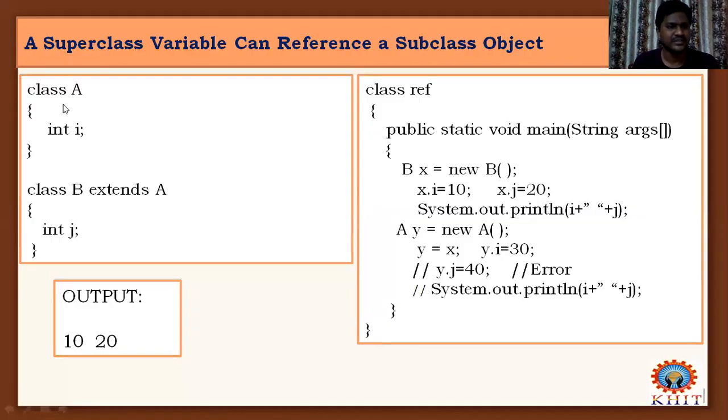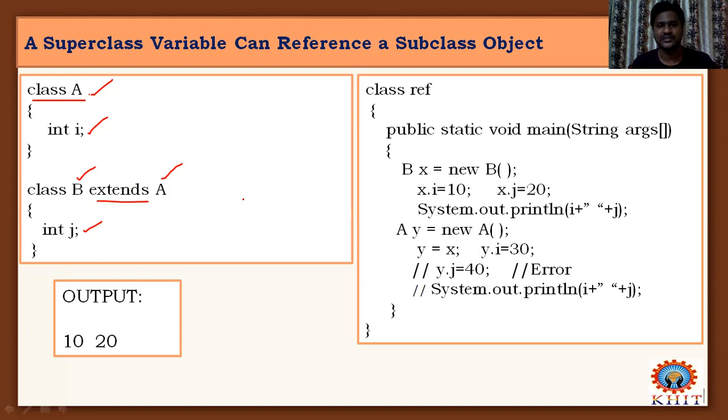Now come to here. Consider a class A, an existing class A, and it has an instance variable I. Class B extends class A, so class A becomes the superclass and class B becomes the subclass. This subclass B can access any member defined inside the superclass A. And this subclass has one instance variable J. These are the behaviors and properties of both superclass A and subclass B.